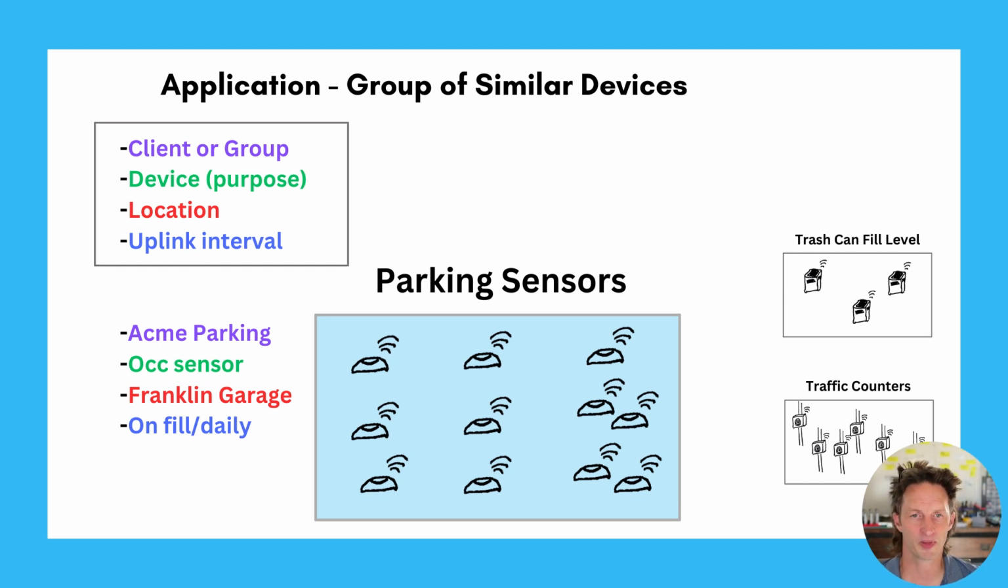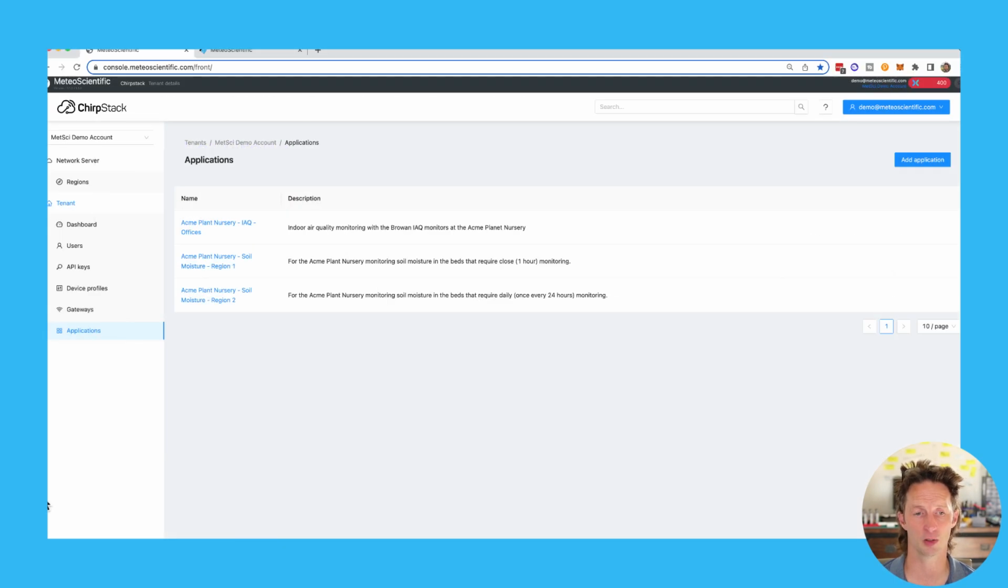You can see here that I've got this initial naming convention of client or group, device, and so on. So it might say Acme parking, occupational sensor, Franklin garage, and fill or daily. However you decide to set up your naming conventions, keep that same thing as you go through. So the first thing with an application: you can see I've got a couple in here, but let's go ahead and add a new one.